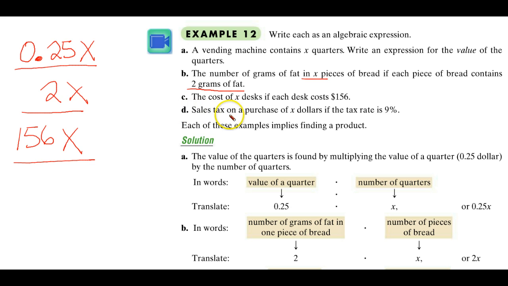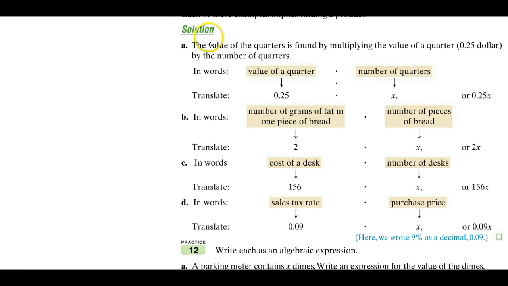The sales tax on a purchase of x dollars if the rate is 9%. Well, you have x dollars, and it's 0.09 cents on each dollar. This would be the amount of tax. And once again, the solution found in the textbook helps you in some detail to read through this.